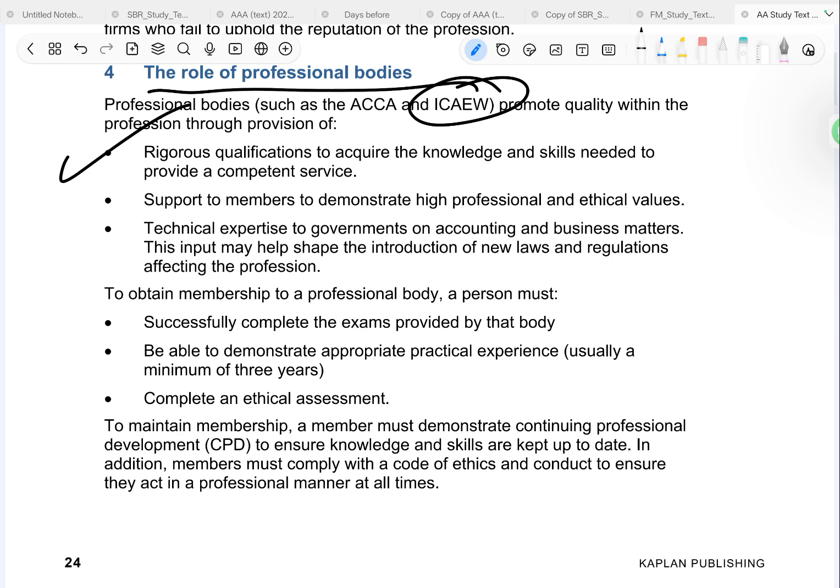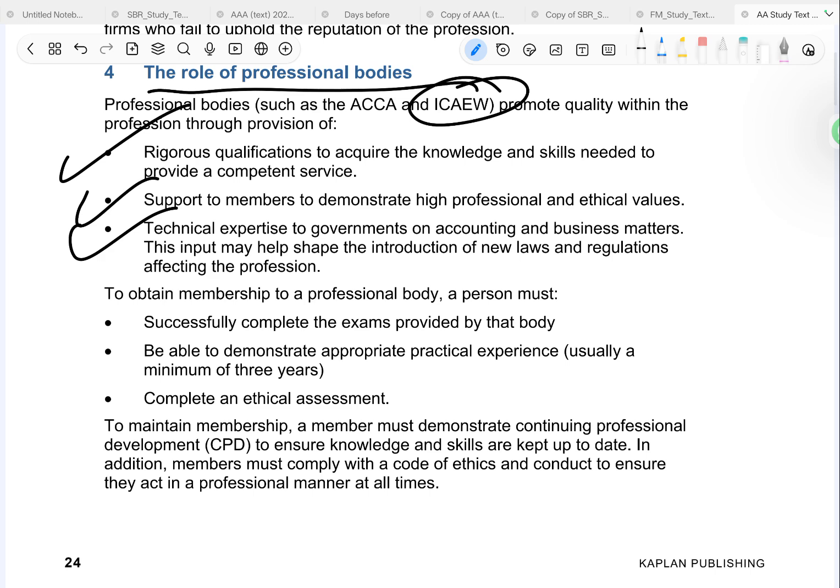Second, professional bodies provide support and guidance to their members, helping them maintain high professional and ethical standards. And third, they provide technical expertise to governments on matters relating to accounting, auditing, and business regulation. This means professional bodies often contribute to the discussion about new laws and regulations, helping shape the future of the profession.